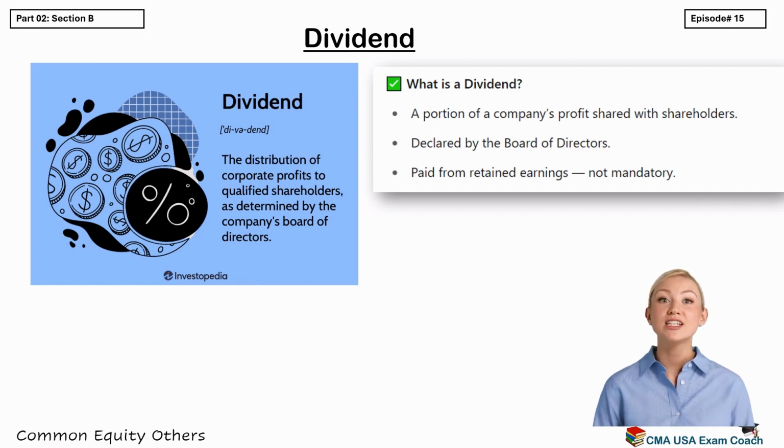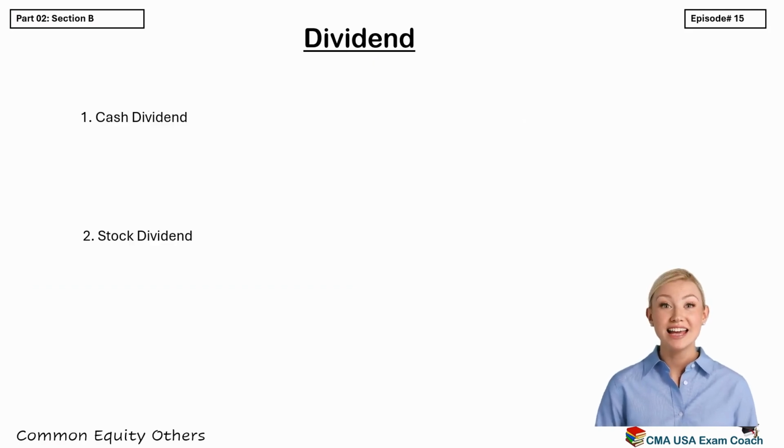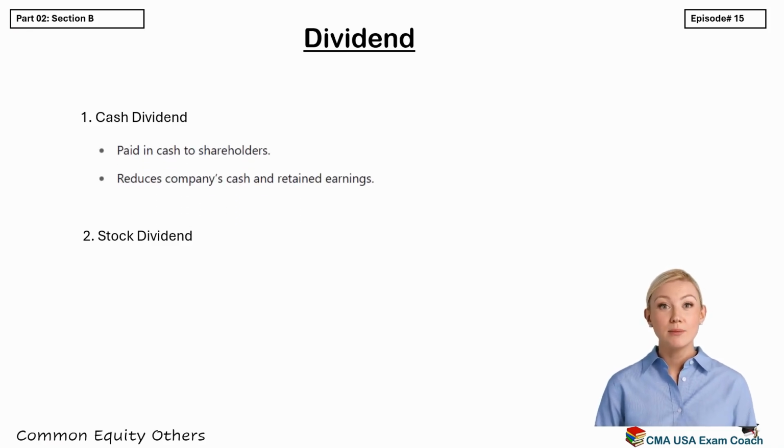Now, let's dive into the two main types of dividends: cash dividends and stock dividends. First, we have the cash dividend. This is the classic, most common form. If a company earns well and has healthy cash flow, it may distribute part of its profit directly to shareholders in the form of cash. For example, if you own 100 shares and the dividend declared is $1 per share, you get a cool $100 in your account. Simple, satisfying. But remember, this reduces the company's cash reserves and also decreases retained earnings.